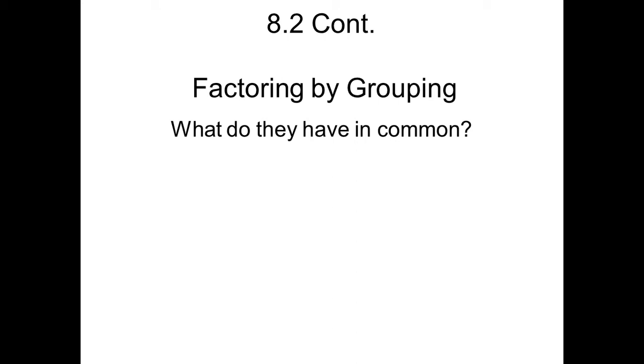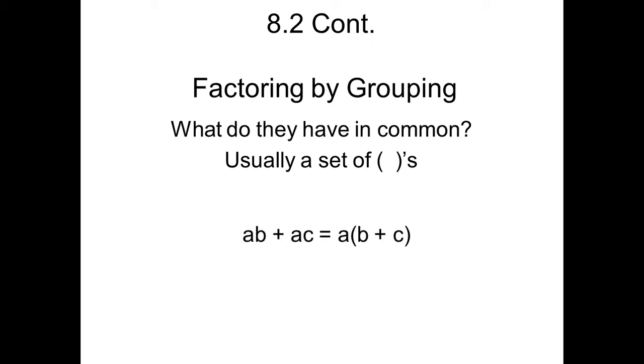You're going to identify what they have in common, and initially, they're going to have a nice set of parentheses in common. That may be at the very beginning, or you may have to find out what that set of parentheses is. We're also going to be using some of our basic factoring skills, which also relates to our distributive property skills. So if you notice right here, AB and AC, they have an A in common. So that's why it goes in the front of the parentheses.